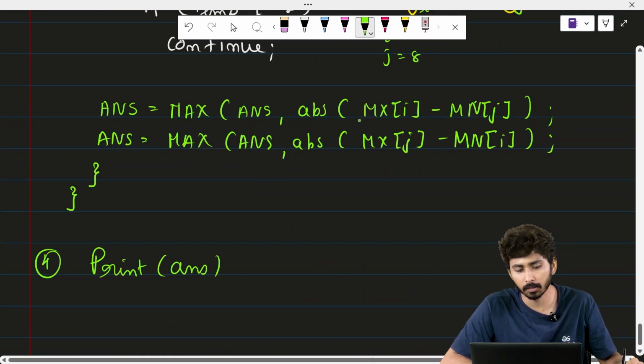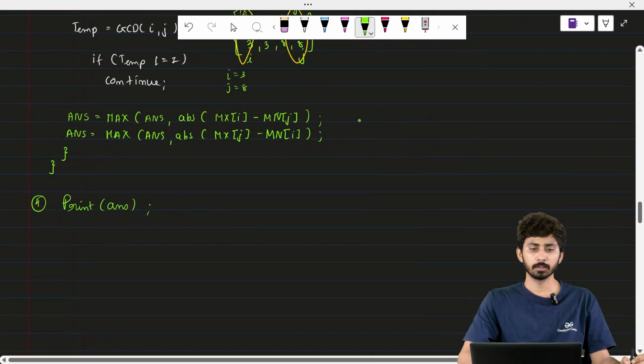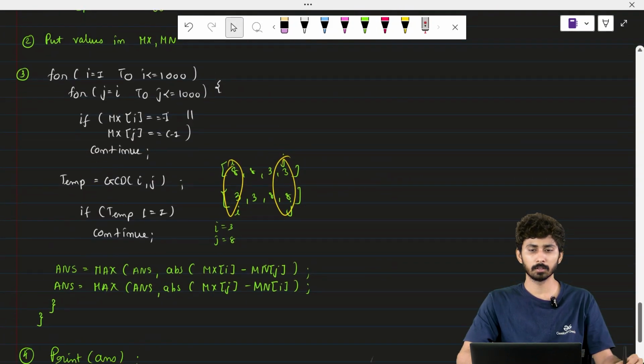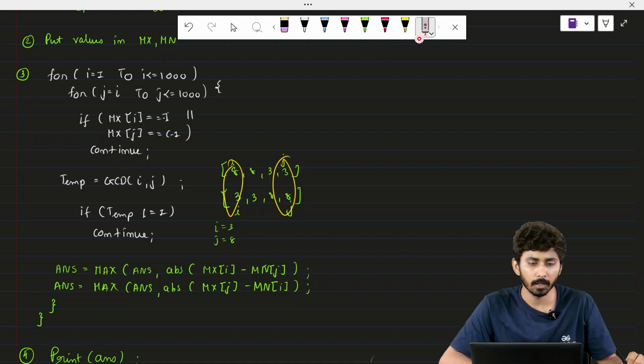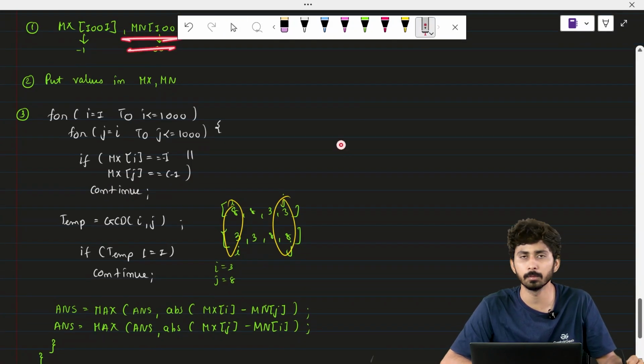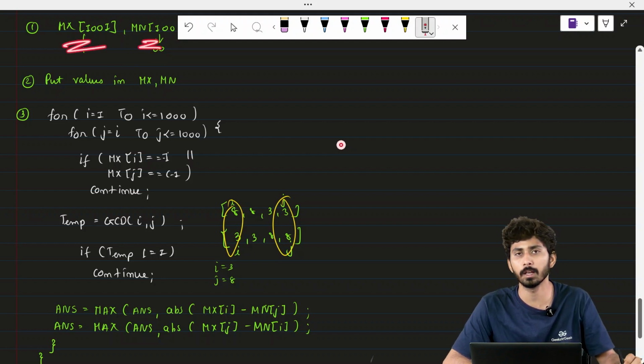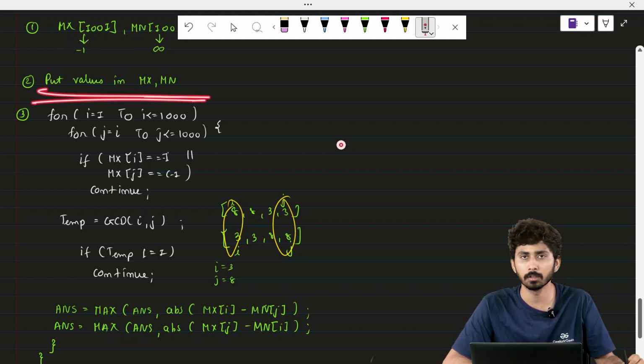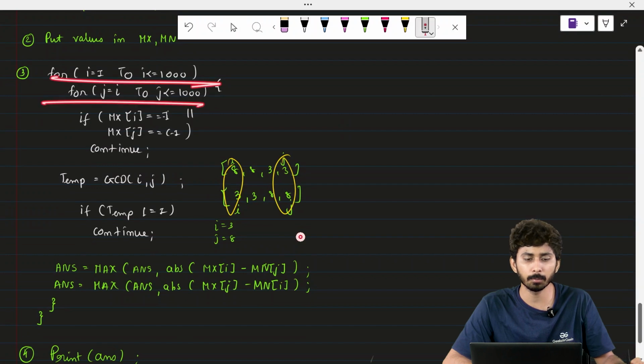Print the answer. Okay, so this is the algorithm. Take a maximum array to store the maximum index of any duplicates and a minimum array for the minimum index of any duplicates. If there are no duplicates, the maximum and minimum of the element will be equal. Then put the values in maximum, then iterate over all the possibilities.